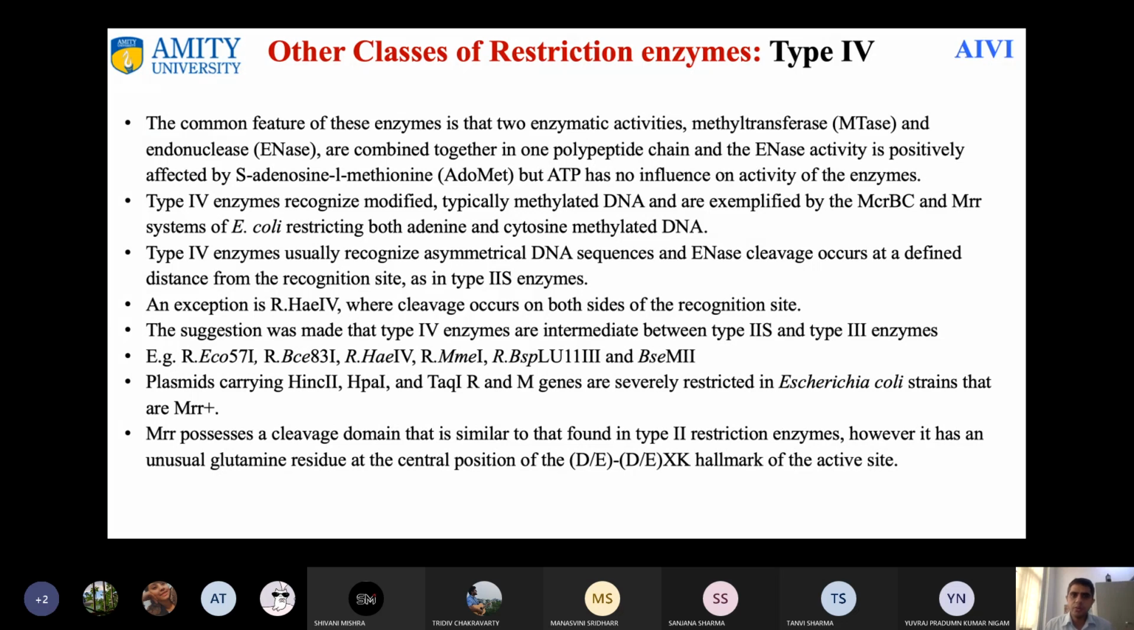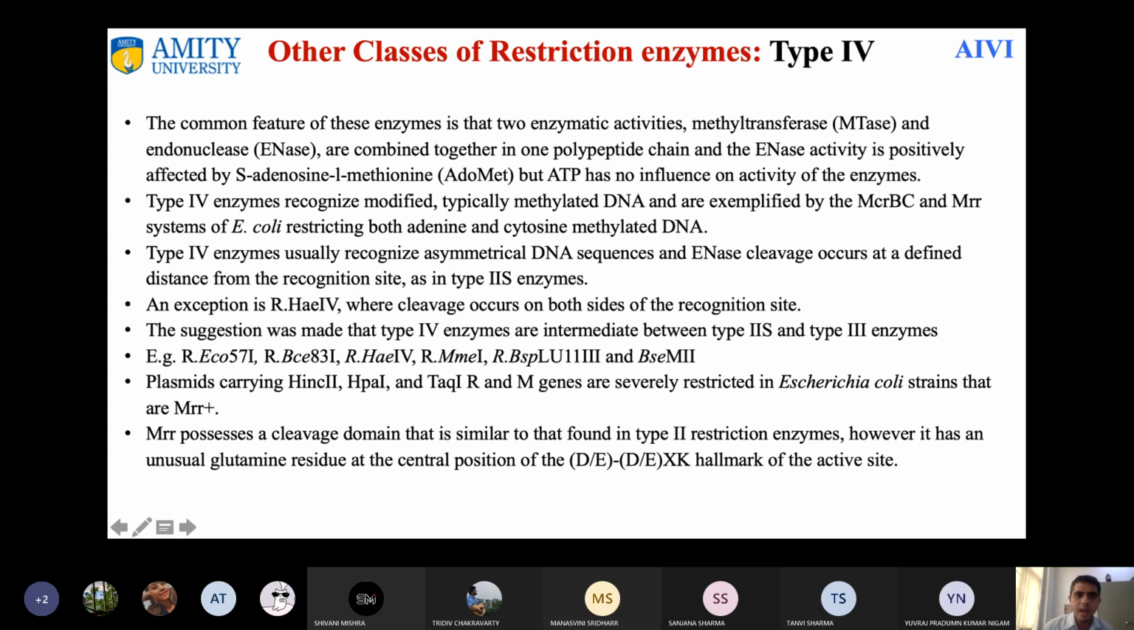Then come to the cofactor requirements. Endonuclease activity is affected by SAM, but it is not necessary for it. As for ATP, it doesn't need ATP. Whether you give the ATP or not, there is no change in the activity of this type of endonuclease. And type 4 enzymes recognize modified, typically methylated, sequences, as I mentioned. That's a unique property, and it is very distinct from the others.